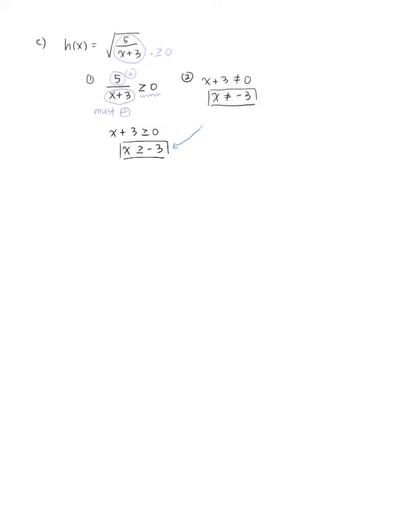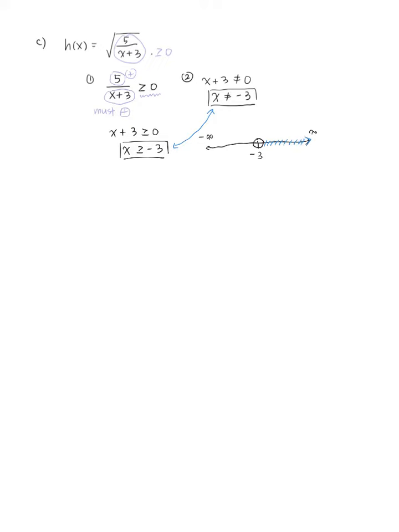All right, now I'm going to combine these two together. So here's negative infinity, positive infinity, negative 3. First of all, x cannot be negative 3, so I'm going to have an open circle around that to indicate that negative 3 cannot be included as a part of the domain. And here you're going to have x is greater or equal to negative 3. So in this case, we're going to be shading this side.